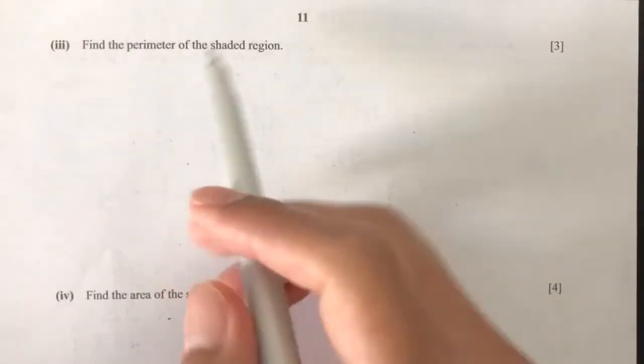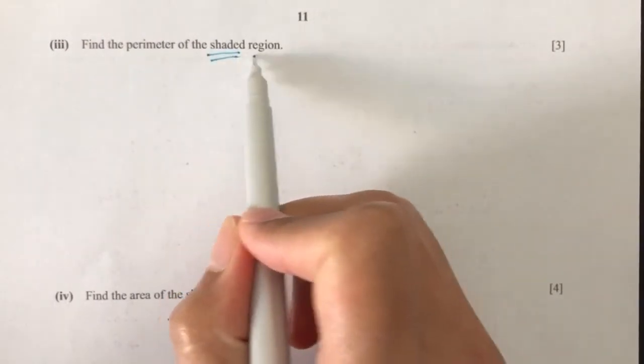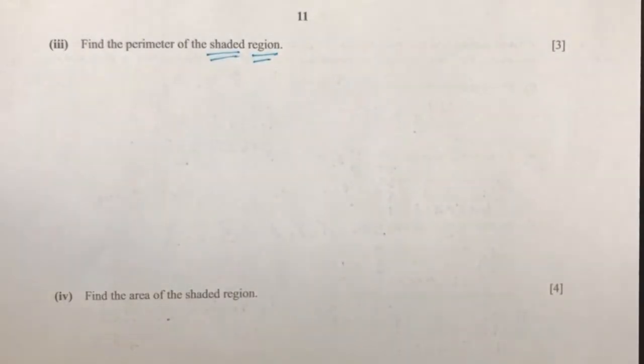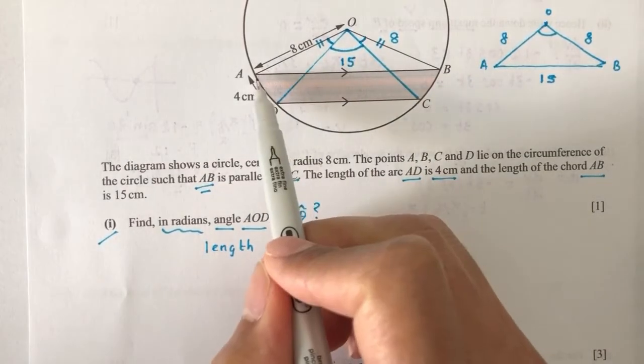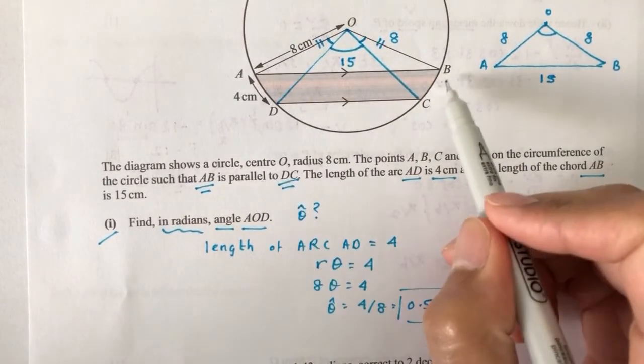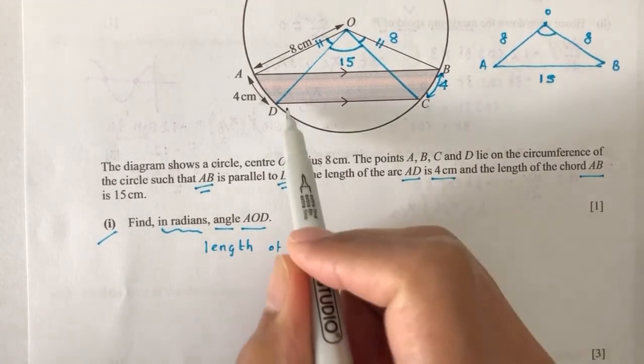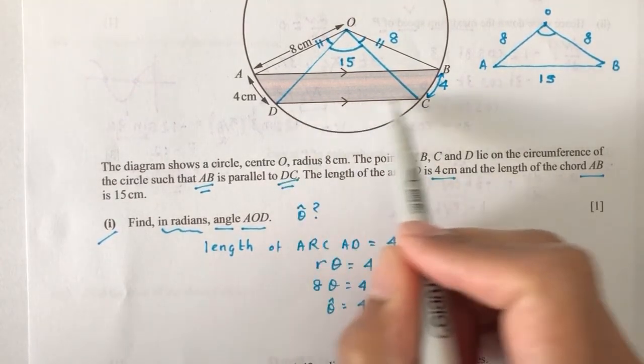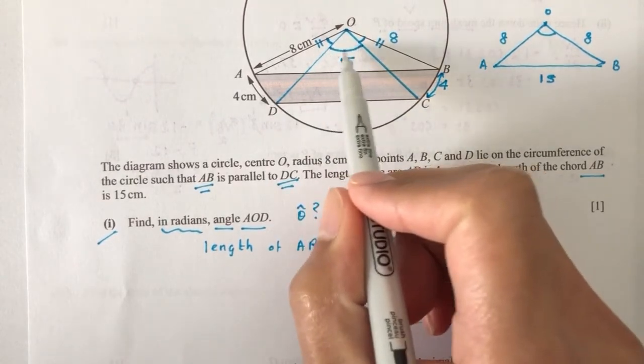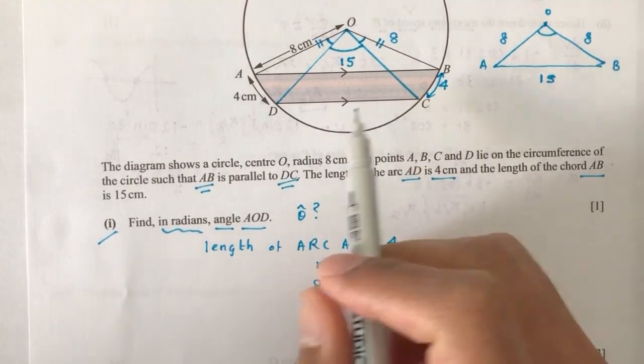Okay, let's move on to part 3. It says find the perimeter of the shaded region. So let's have a look to see what we have to find. On this diagram, this is 4, so this is also 4. We just have to find this length. If you know this angle, you can find this length very easily.